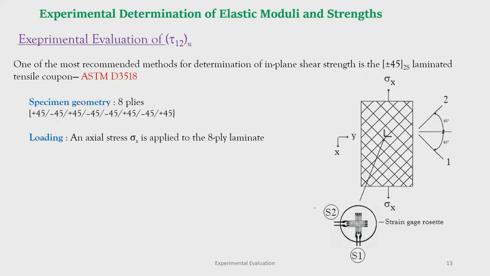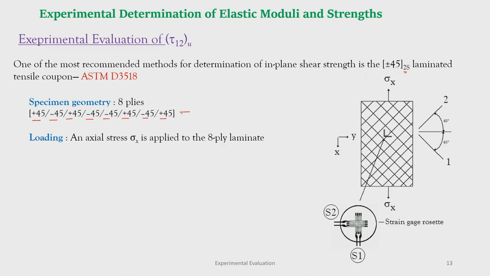modulus. Okay? So, among different methods, one of the most recommended methods for determination of in plane shear strength is to consider a plus minus 45 2s laminate, meaning that there are plus minus 45 lamina stacked in a sequence like this, plus 45 minus 45. Okay? This 2 means this sequence is repeated twice. That means plus 45 minus 45, and S means it is symmetric. That means this is just a reflection of this. So, whatever is there, plus 45 minus 45 plus 45 minus 45, it is now reflected as a mirror image. Now, it is minus 45 plus 45 minus 45 plus 45.